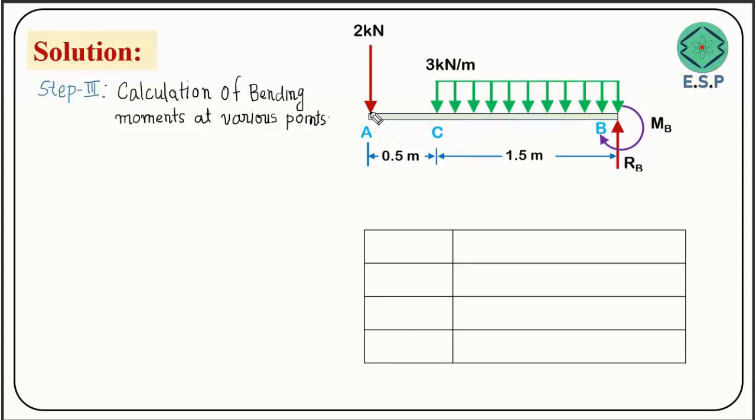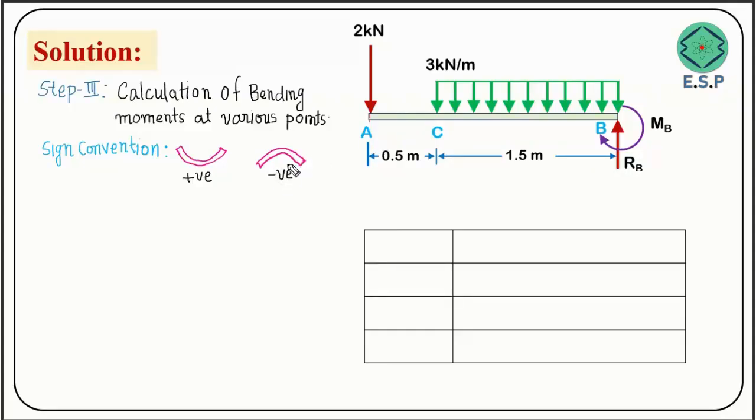I'll be considering a plane at point A. We'll consider a plane at point A, for example here, and find the bending moment at point A. There is a sign convention for bending moment we should write down. If your beam is bending like this, it is called sagging, and this is called positive bending moment. And if your beam is bending like this, it is called hogging, and this is called negative bending moment. So positive and negative bending moments.